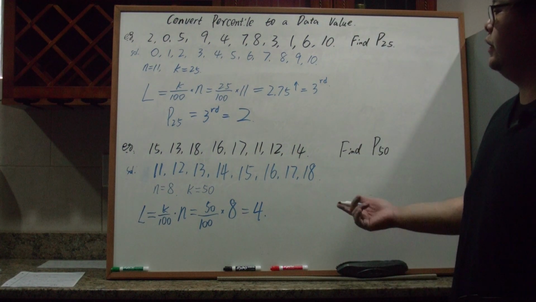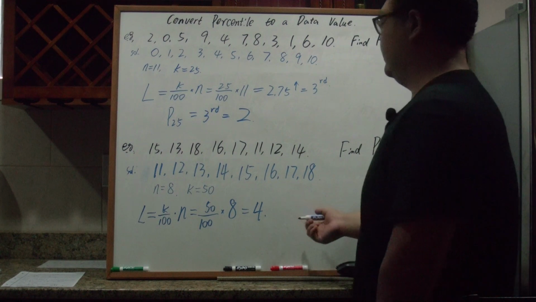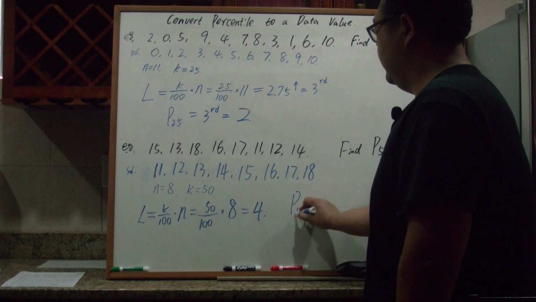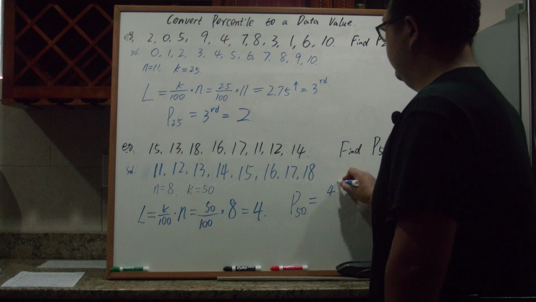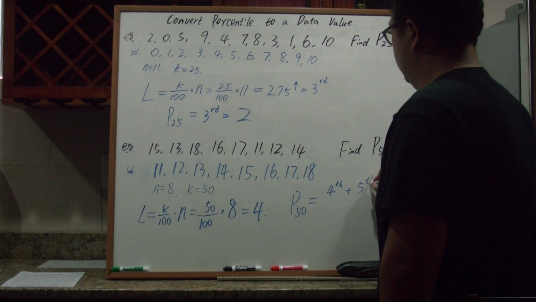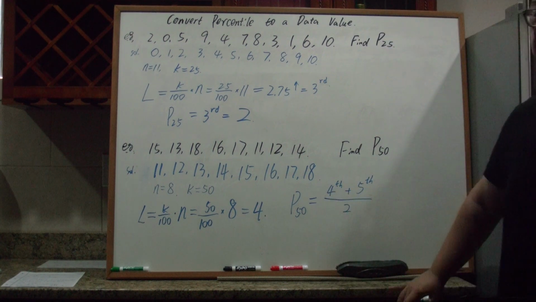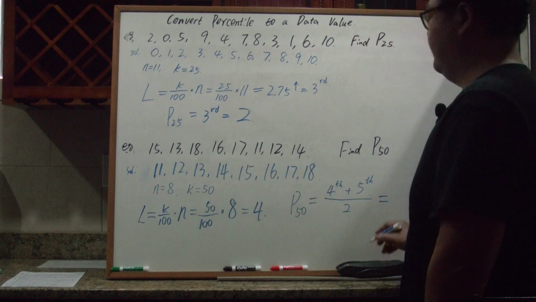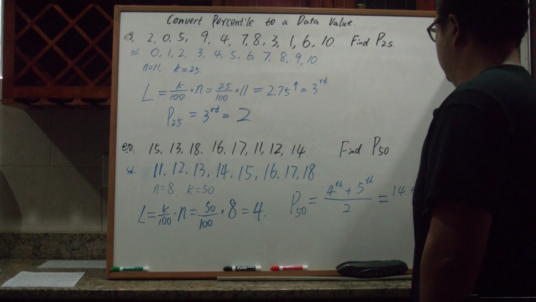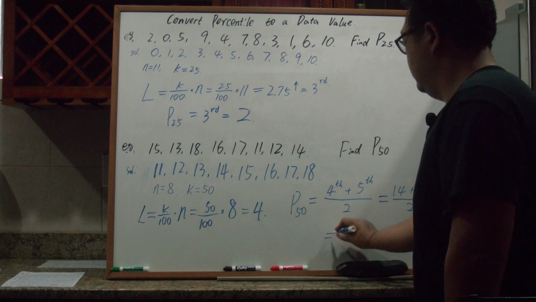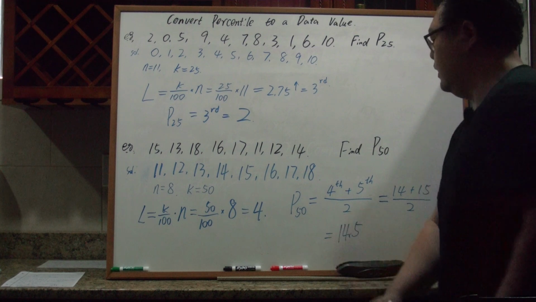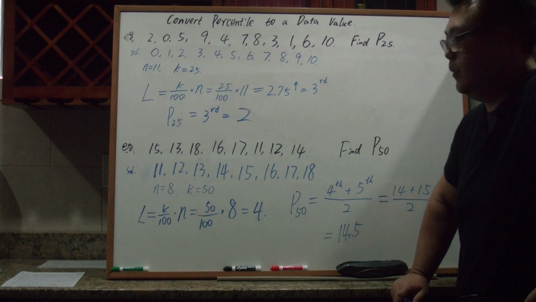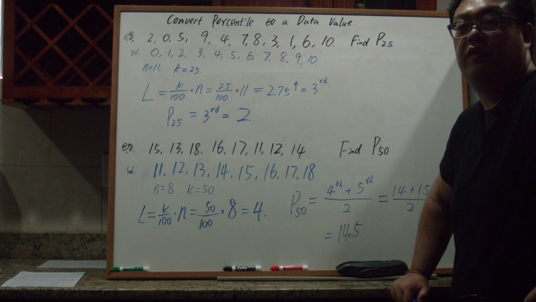The locator will not be just the fourth number. The 50th percentile will not be just the fourth number, since here we get a whole number. The 50th percentile is the average between the fourth and the fifth. The fourth number is 14, the fifth number is 15. Therefore, the 50th percentile, or in other words, the median, is 14.5.